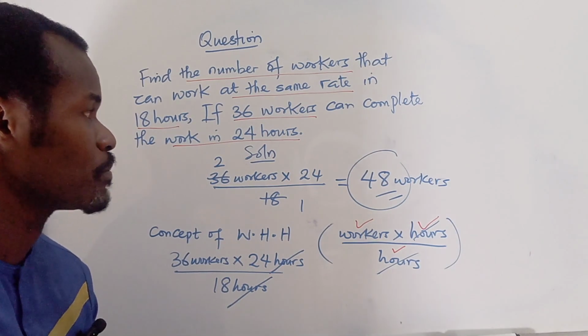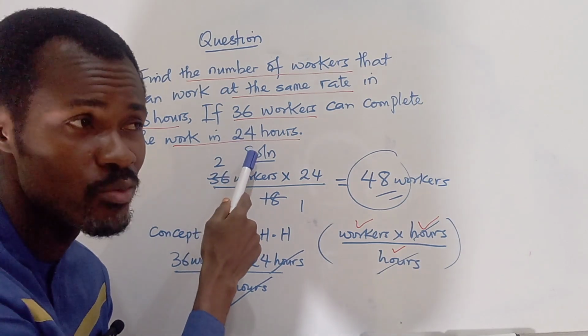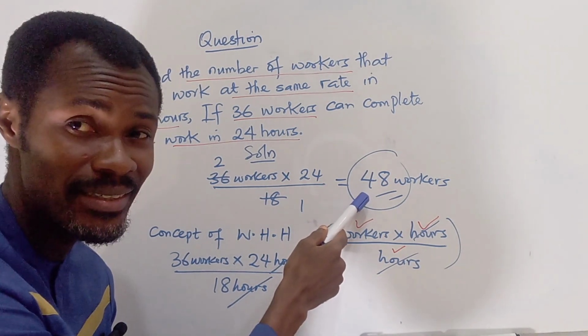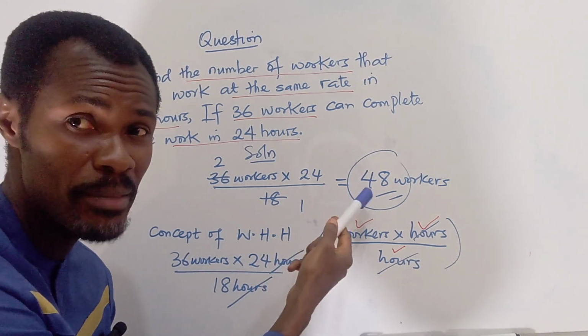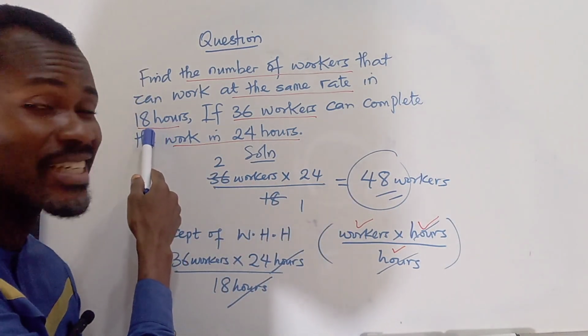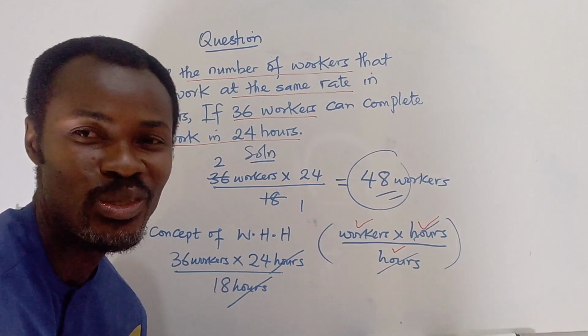So you can see that when it was 36 workers, it took 24 hours, which is a day. But now that we have more workers, more hands or manpower, it took less time, which is 18 hours. All right, so that gives us the simple solution.